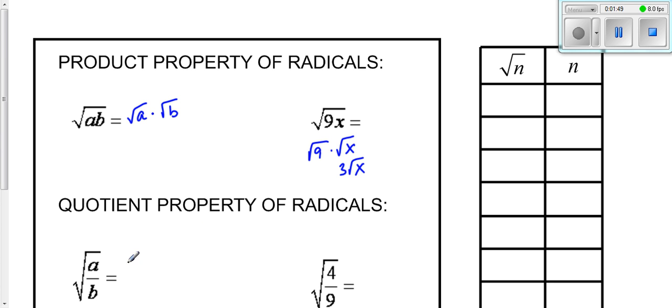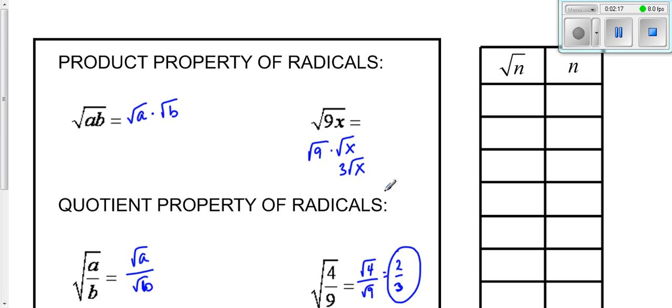Quotient properties. First of all, if you have a fraction under a radical, you can break that up into the square root of the numerator and the square root of the denominator. So the square root of 4/9, instead of punching that up on a calculator, what we would do is break it up into the square root of 4 over the square root of 9, because the square root of 4 is 2, and the square root of 9 is 3.